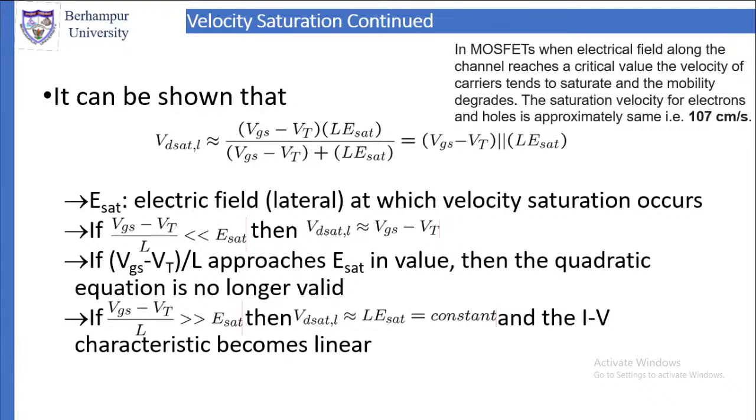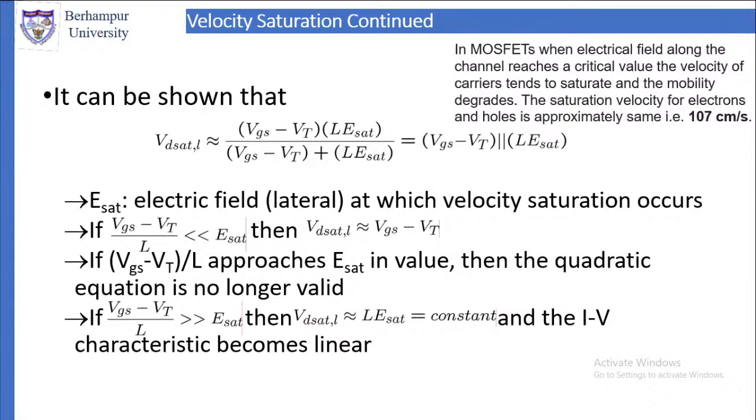Now let us continue with the saturation velocity. What is velocity saturation? Before going into that, note that when you consider MOSFET, when the electrical field along the channel reaches a critical value, the velocity of the carriers, in this case mostly the electrons, tend to saturate. If you are taking n-type, then the electrons will tend to saturate. Velocity will no more increase, it will saturate, so it will remain constant.